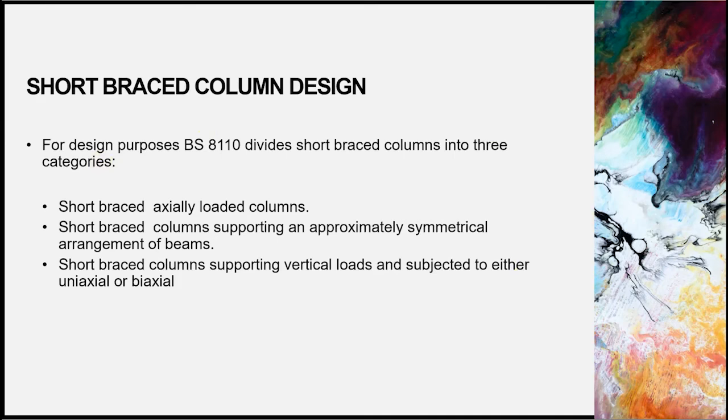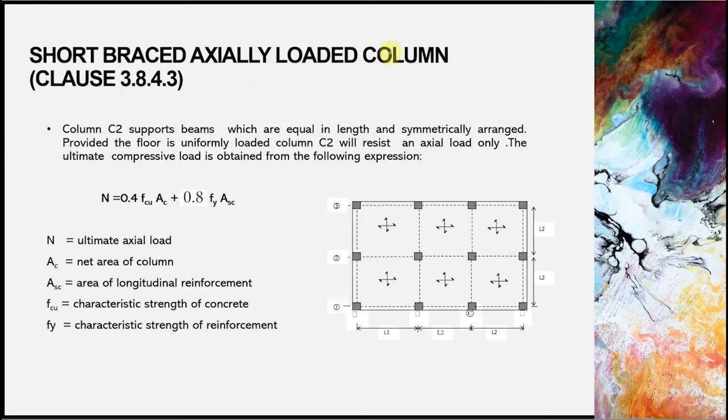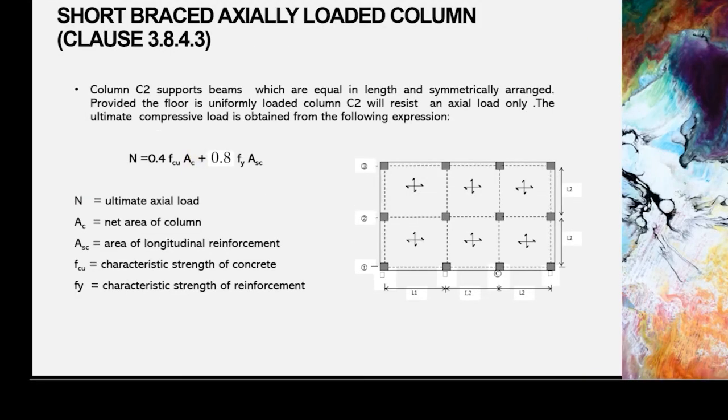In our syllabus, we only learn the first one, which is the short braced axially loaded column. This one, the axially loaded column that we covered, this is the formula: N equals 0.4 fcu Ac plus 0.8 fy Asc. I think you are already familiar with what fcu and fy are. But Ac here, it is the net area of the column, meaning the area of concrete. And Asc here is the area of longitudinal reinforcement, meaning the main bar.